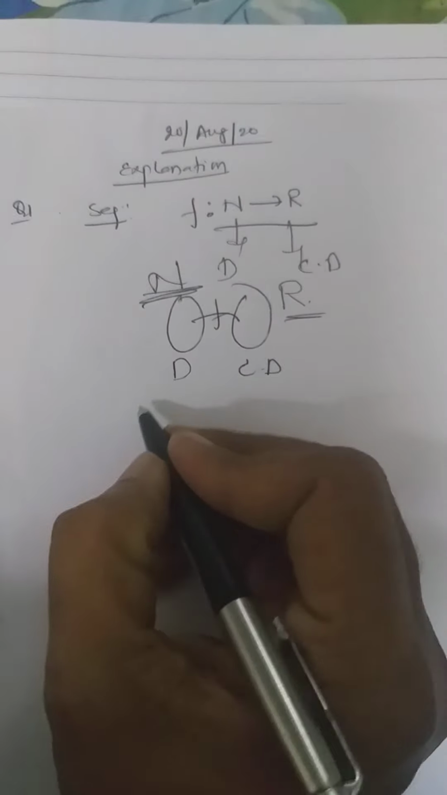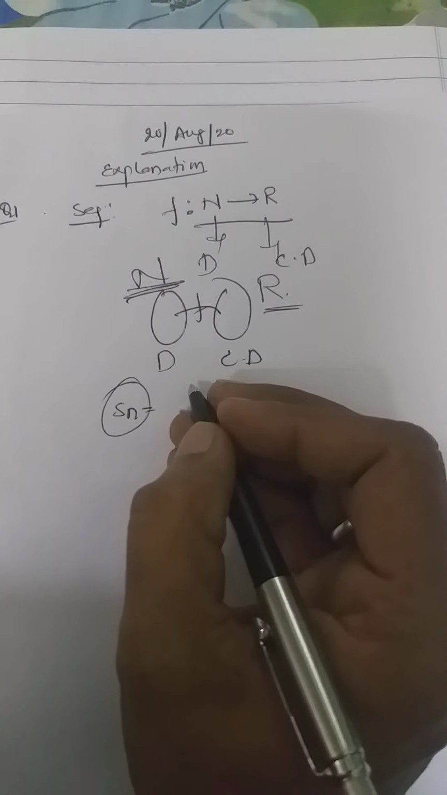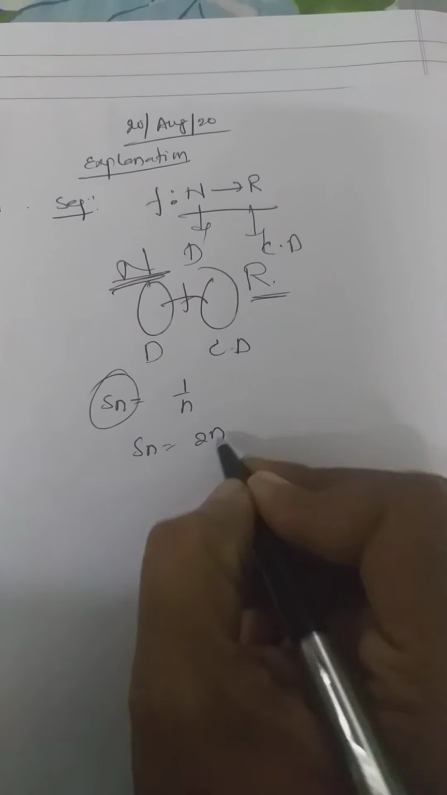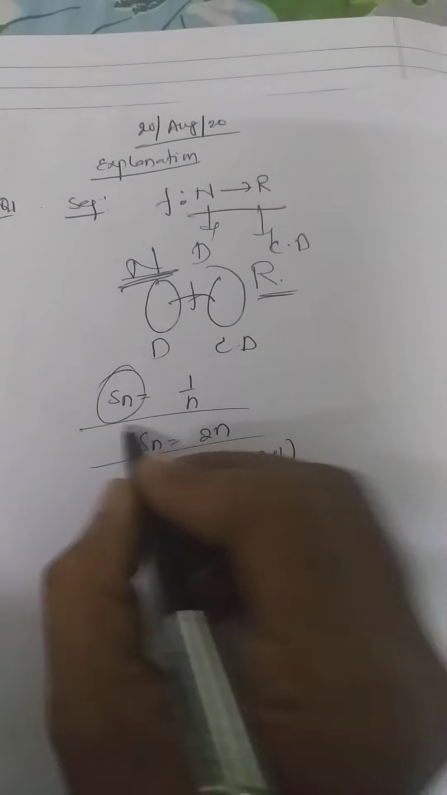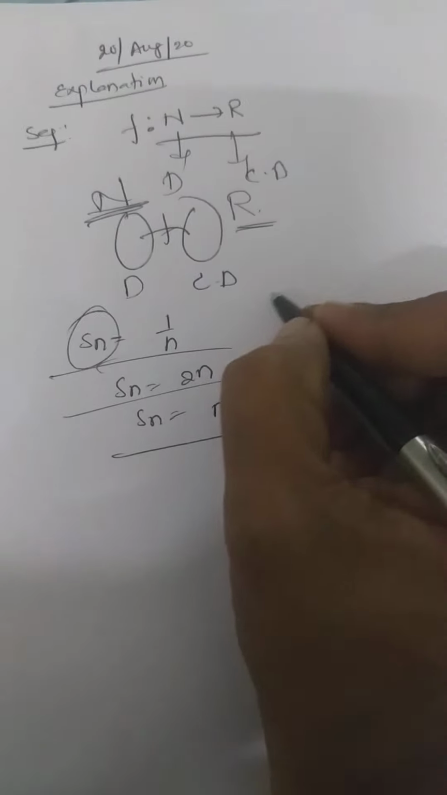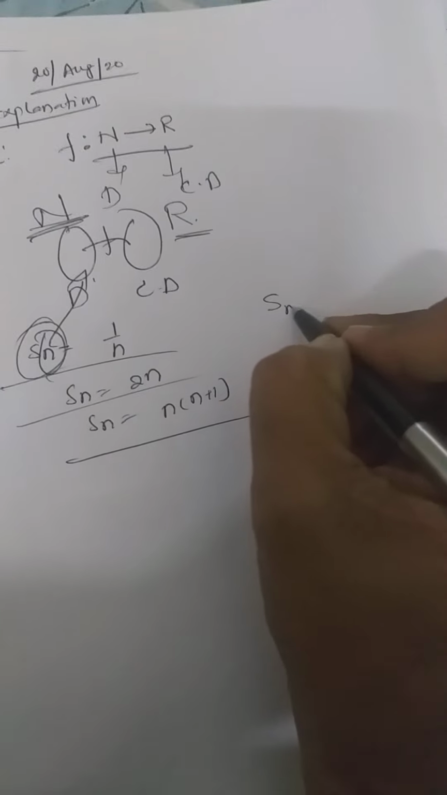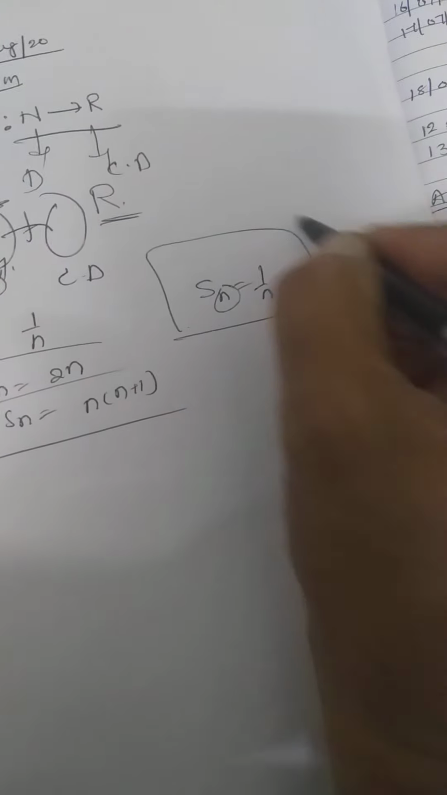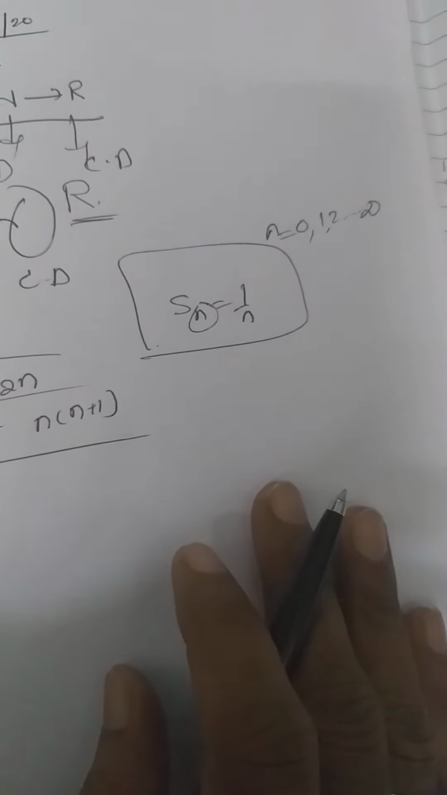Now, what is the example? A sequence is generally denoted by Sn is equal to 1 by n, or Sn is equal to 2n, or Sn is equal to n into n plus 1. All these are examples of sequences. Sn means n belongs to the domain. Suppose Sn is equal to 1 by n is a sequence. Here n runs from 0, 1, 2 and so on to infinity.